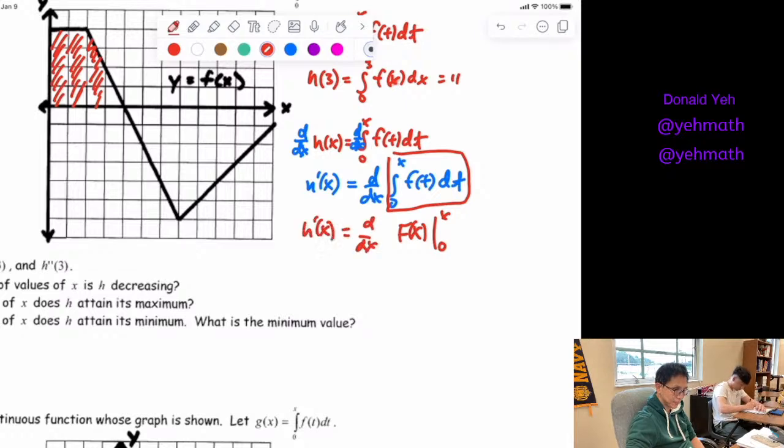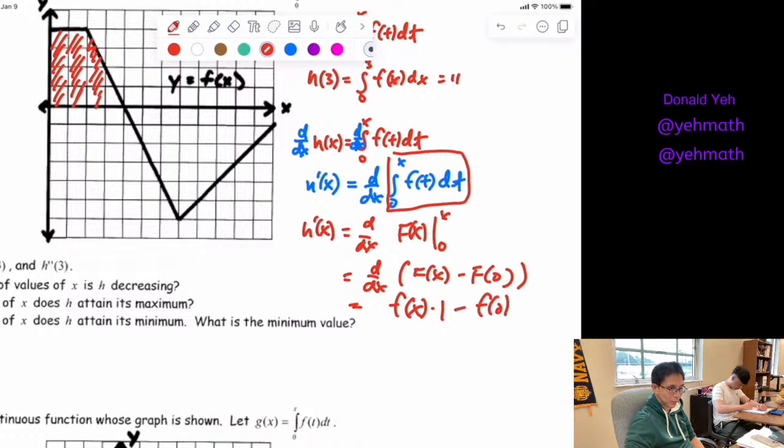And if you take a derivative of that, when you substitute in there, that's going to be d/dx of F of x minus F of 0. Now, if I take a derivative of this, it is equal to little f of x times the derivative of x, which is 1, minus f of 0 times the derivative of 0, which is 0. So that means h prime of x is equal to f of x. Do you understand so far?